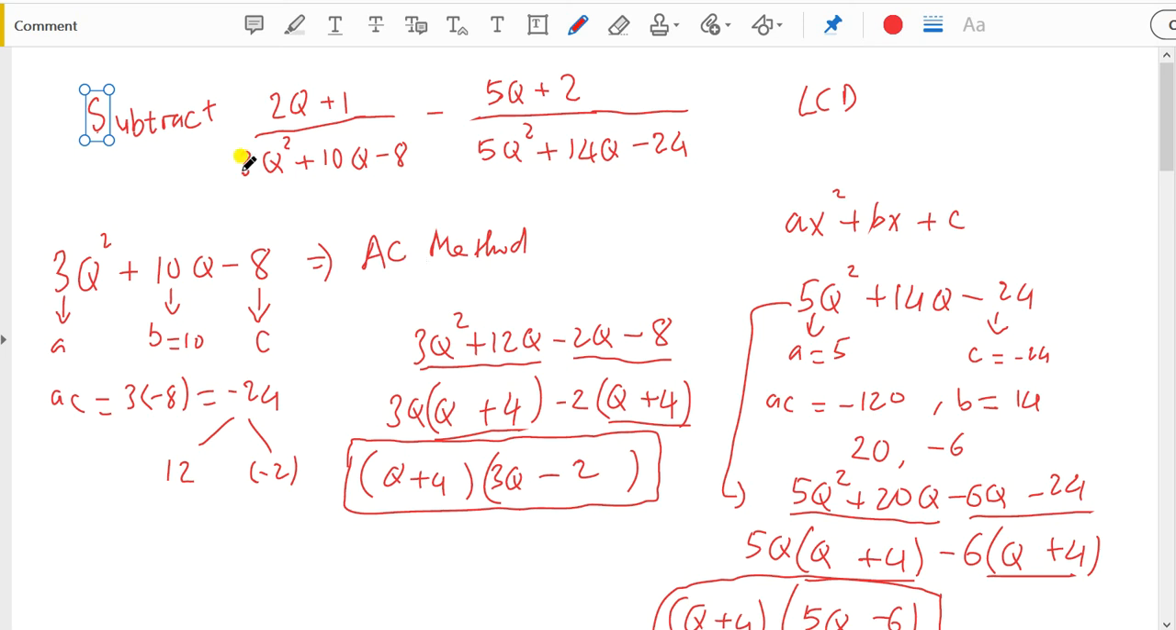If that is the 1 here, then it's easy. We just have to find two numbers. When we multiply, we get minus 8. When we add them, we get plus 10. And that should be the factor for the whole expression.